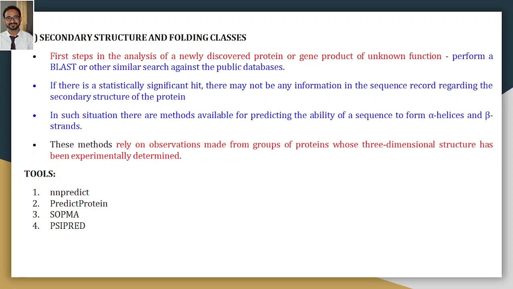In such situations, what happens? There are methods available for predicting the ability of the sequence to form alpha helices and beta strands. These methods rely on observations made from groups of proteins whose three-dimensional structure has been experimentally determined. Based on the experimental three-dimensional data only, we can say whether they have the ability to fold into alpha helices and beta strands. The tools are NNPredict, PredictProtein, SOPMA, and SCRATCH.